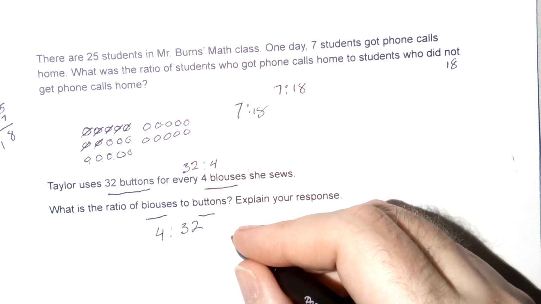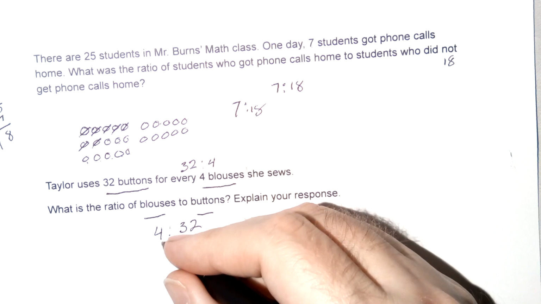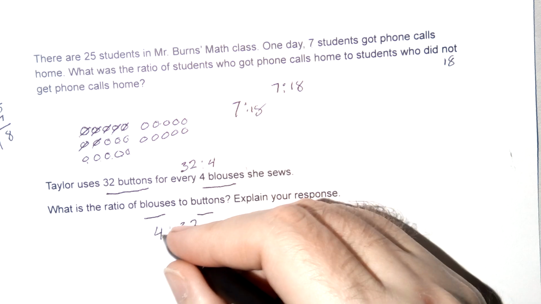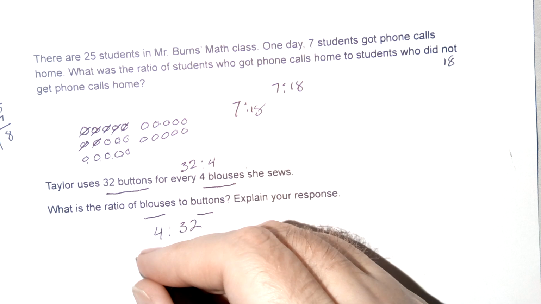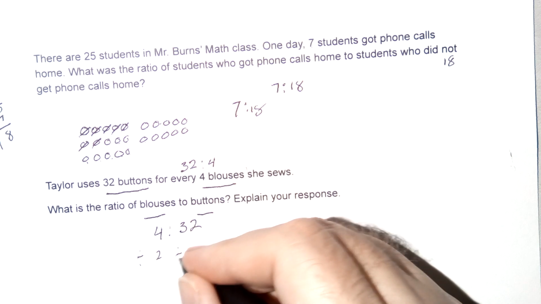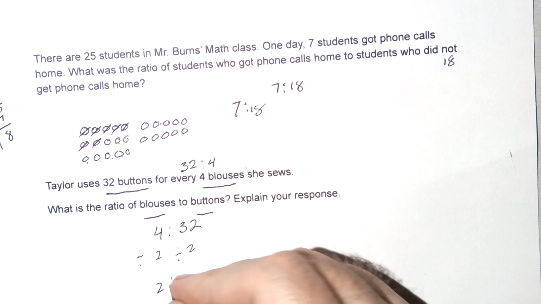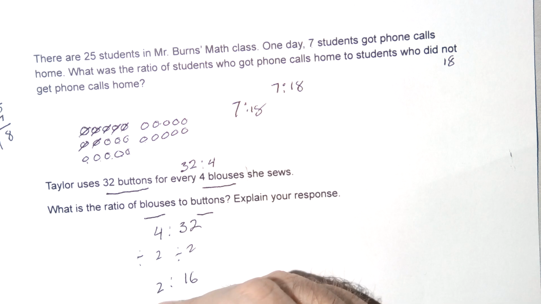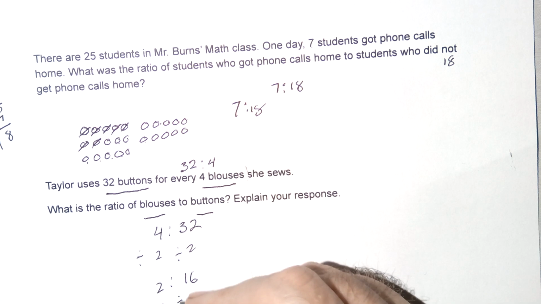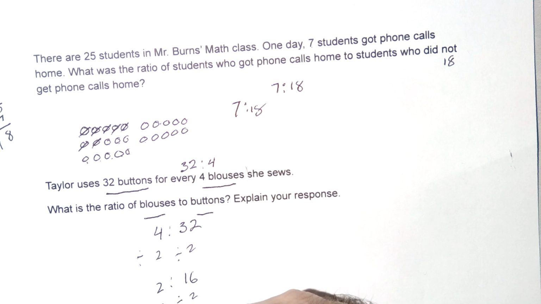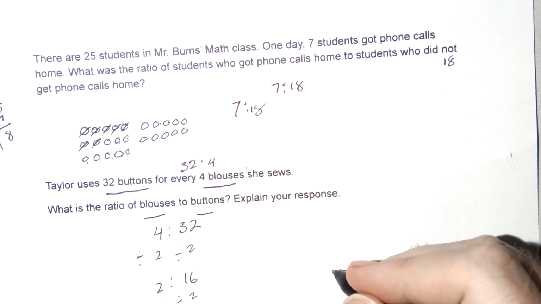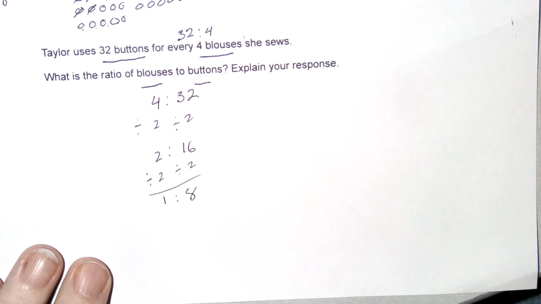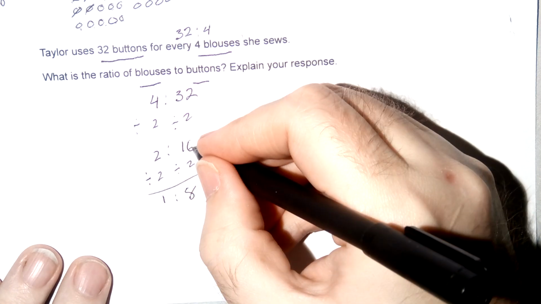So one way to do that is, well, what goes into both 4 and 32? Well, they can both be divided by 2. So if I divide both by 2, I get 2 and 16. Well, 2 goes into both. And so that's 1 and 8. Oops. Not on the screen anymore, sorry. And so this is an equivalent ratio.